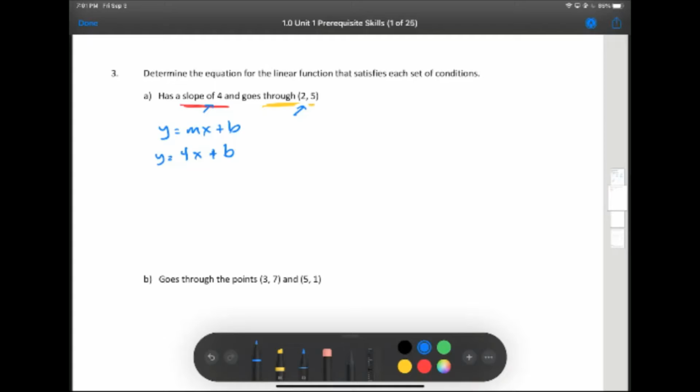2, 5. Reminder that the 2 is the x, the 5 is the y. So I'm just going to plug that point into my equation and say 5 equals 4 times 2 plus b.